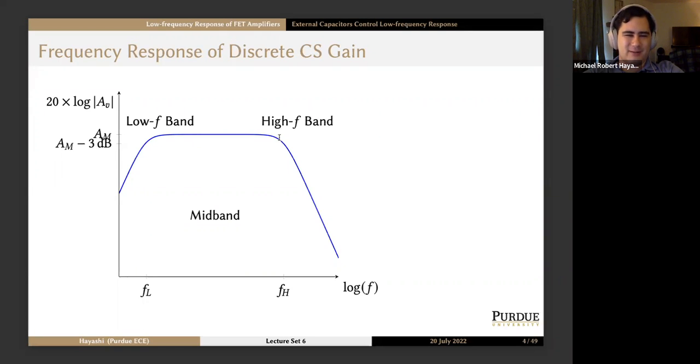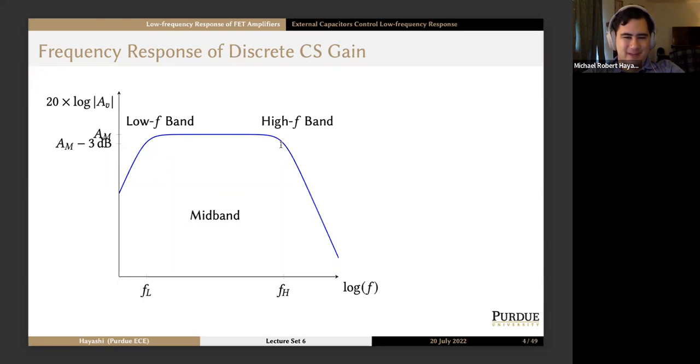So for a common source amplifier, that means there's a span of, I don't know, anywhere from 4 to 5 orders of magnitude where this is really, really flat. And we call it the midband. But once we get below FL in frequency, we reach the low frequency band. And then we'll have that transition at A_m minus 3 decibels, where again, minus 3 decibels occurs because 20 times the log base 10 of 1 over square root of 2 is negative 3.0102 decibels.